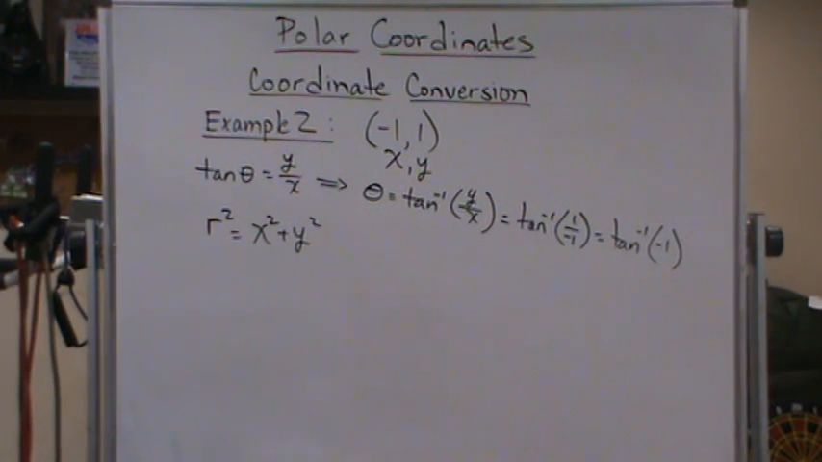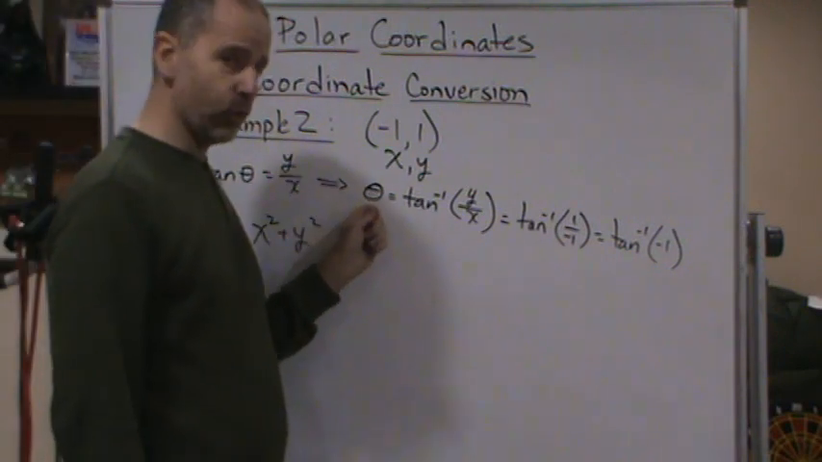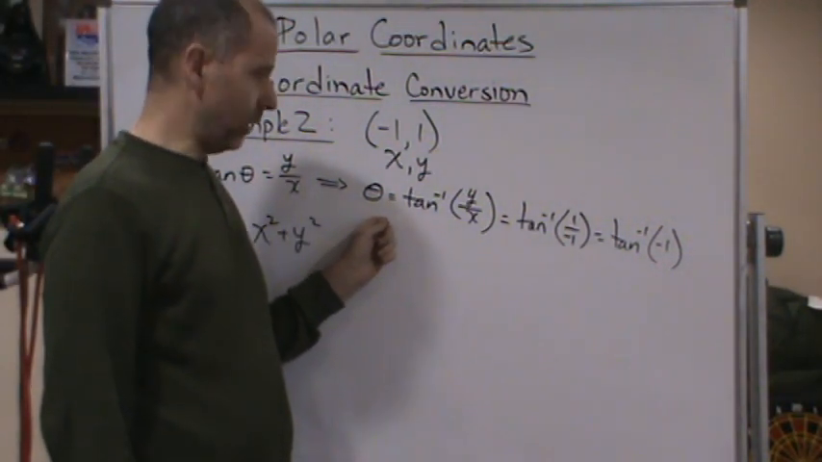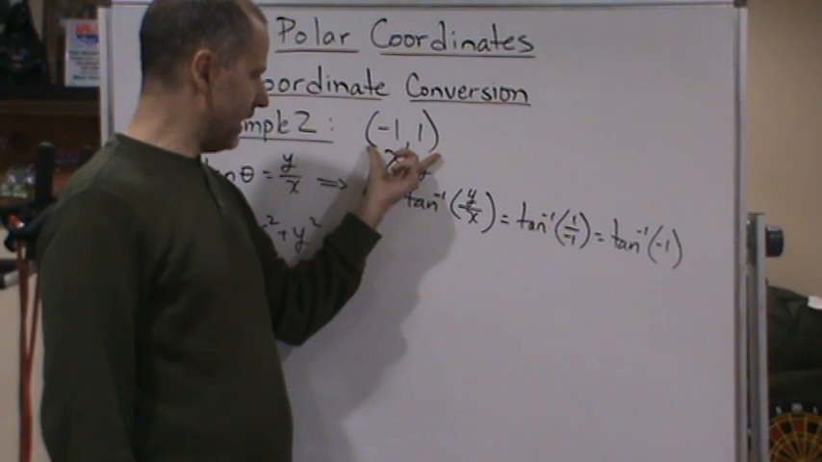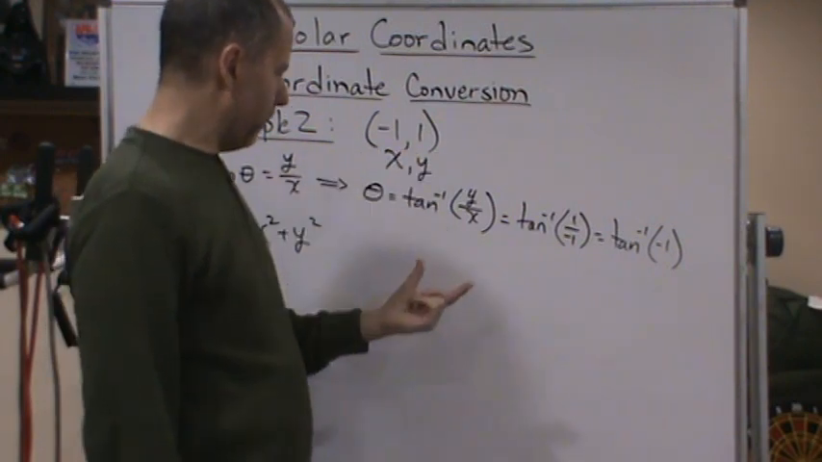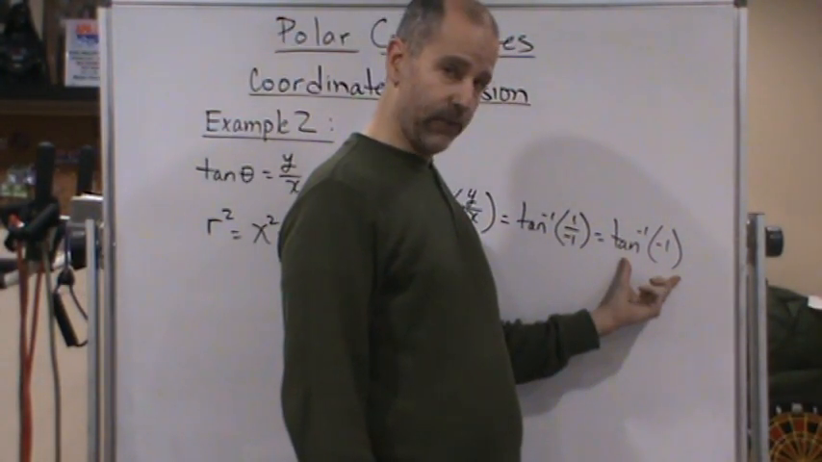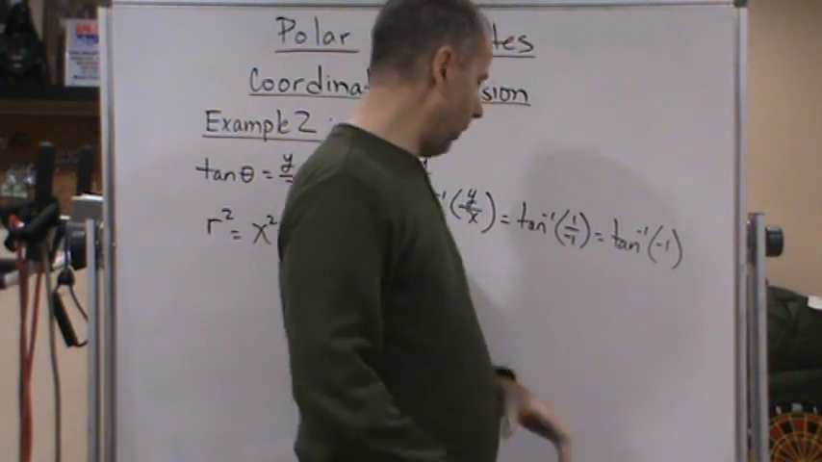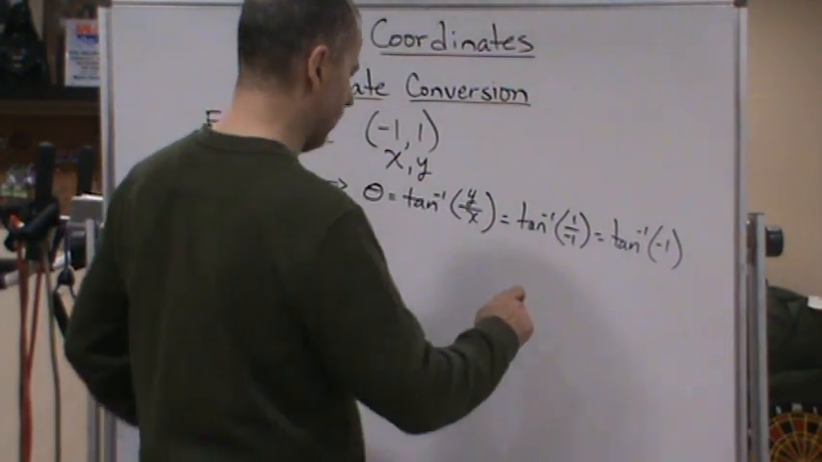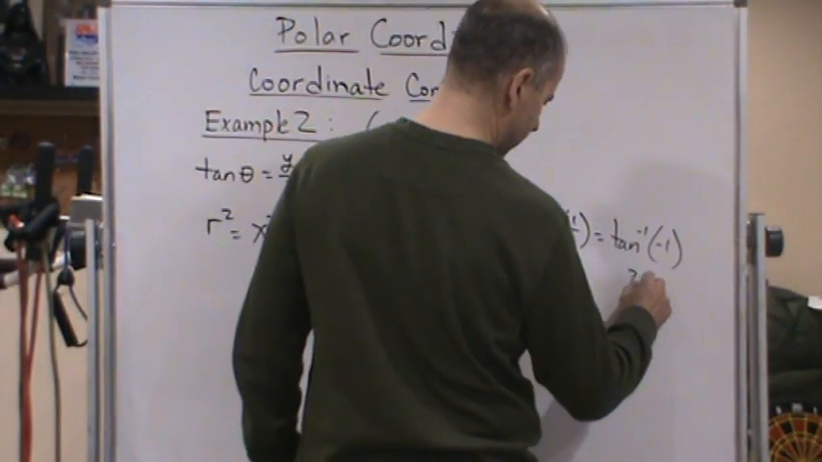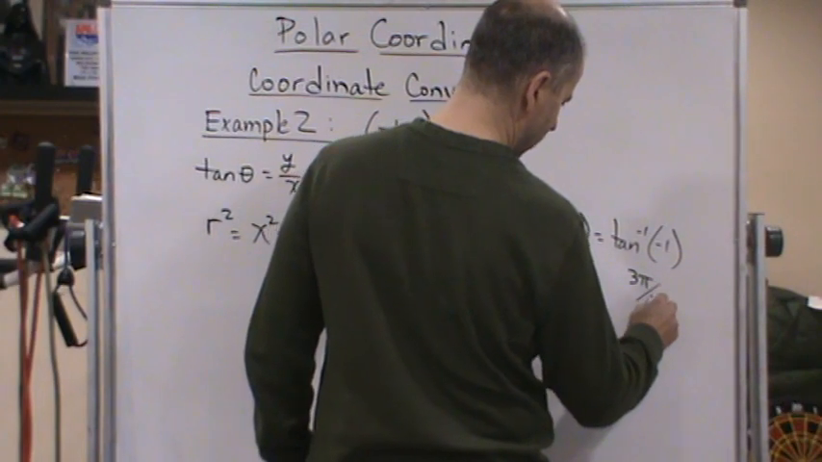So we need to be careful because we could end up with the wrong angle here and get the wrong answer. So the fact that this is in the second quadrant, even though this is going to be a 45-degree angle, we want to make sure that we have the right angle, because in this case theta is going to be 3 pi over 4.